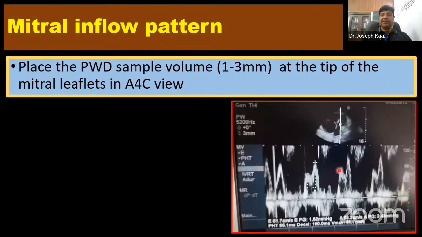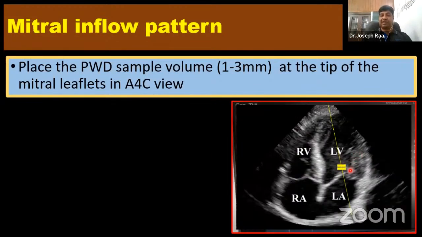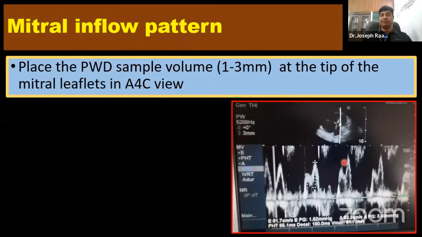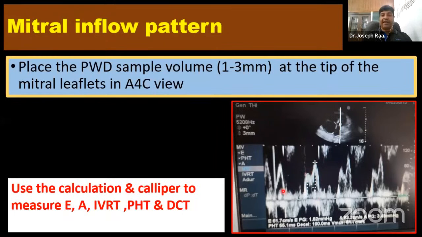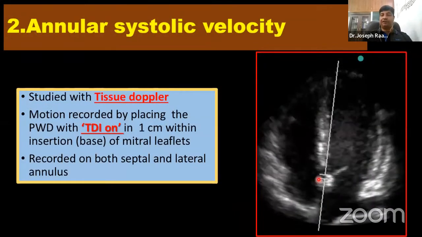So you place the pulse wave sample volume exactly in this place, just above the opening of the mitral valve, and you get these types of waves. The first wave is the E wave, the second wave is the A wave. Then, using the caliper and the calculation package, you can select and assess the E wave and A wave. So you will get the ratio of E by A. How to interpret that, I'll come to a little later.